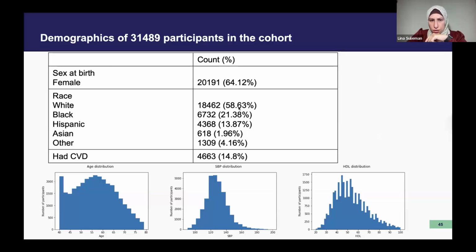And this is the race distribution. Around 58% of those participants were white, and the rest self-reported different races. For example, 21% self-reported that they were Black. And this is the age distribution for our cohort. This also includes the systolic blood pressure distribution. A lot of them have a systolic blood pressure of around 120 to 130.